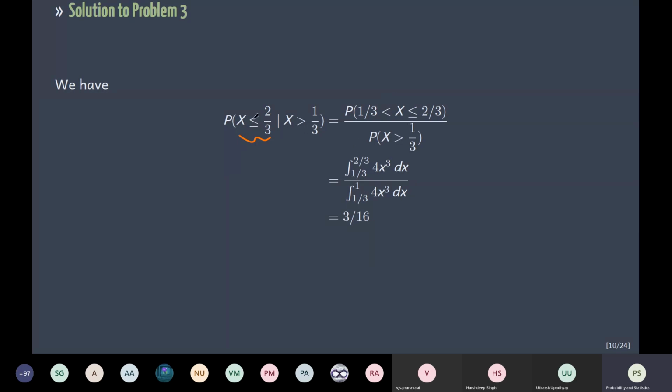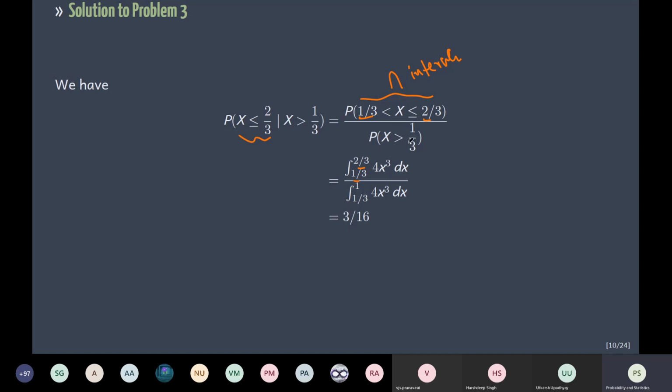So the intersection of x less than or equal to 2 by 3 and x greater than 1 by 3 is this. So this is the intersection. If we do that, then we divide by the probability of B, which is the probability that x is greater than 1 over 3. So if we do the usual stuff, now this is the probability we are supposed to find. So this will become the limits of the integration, and then we have the PDF, which is 4x cube.